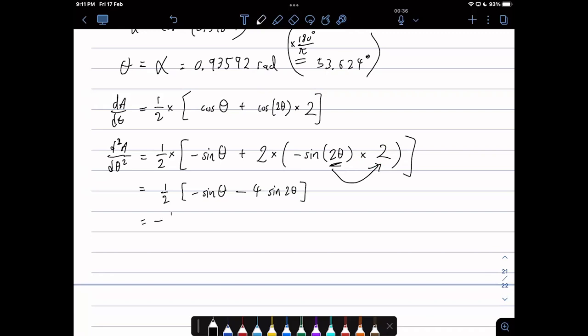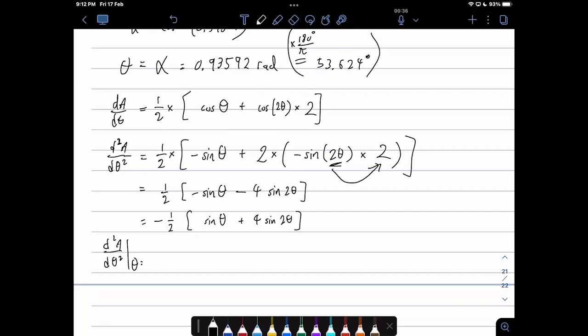I can factor out a negative half. I mean, just a negative 1. This becomes sine theta plus 4 sine 2 theta. Okay, cool. I can't tell immediately whether it's positive or negative, so I need to sub in the theta value I found.